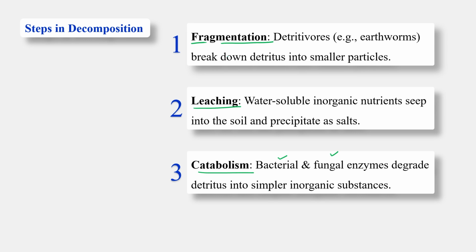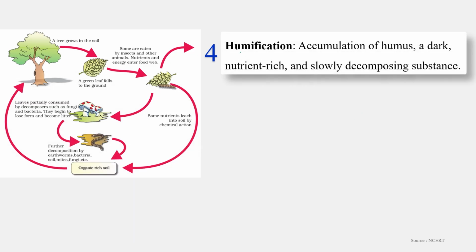So first one is fragmentation, breakdown of bigger particles into smaller particles. Then leaching, meaning water soluble inorganic nutrients seep into the soil, and then through enzymatic activity, they convert it into simple inorganic substances. Then the fourth one is humification, meaning accumulation of humus. Humus is a dark, nutrient rich material which is slowly decomposed by these bacterial and fungal strains.